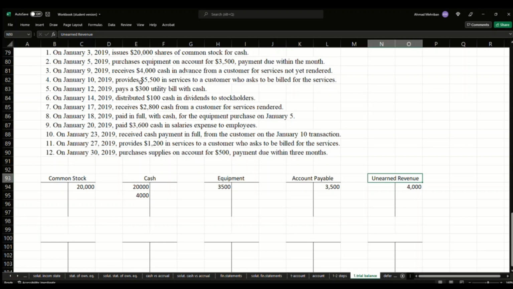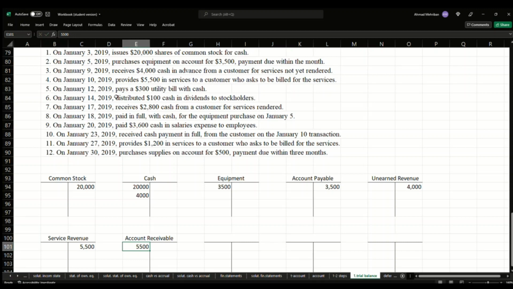Next, transaction 4 provides 5,500 in service to a customer who asked to be billed for a service. So this is a different customer. We provided a service, so service revenue worth 5,500. Revenue is a credit account, so we record an increase on the credit side. And the customer doesn't pay right away. He wants to be billed, so we create accounts receivable. It means that we've provided the service, we did our job, now the customer owes me money, and that's my asset, 5,500 on the debit side.